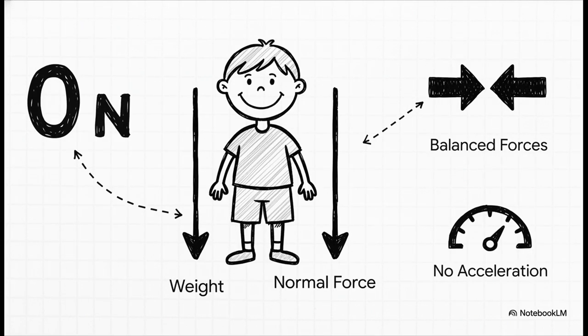Well, the first one is a piece of cake. Just for stating the resultant force is 0 newtons. Bam, 1 mark. But, and this is important, the second mark is linked. You only get it if you give a valid reason why, and the mark scheme gives you a few options. You can say the child isn't accelerating, or that the upwards and downwards forces are equal, or even just say the forces are balanced. Any of those will get you that second point.